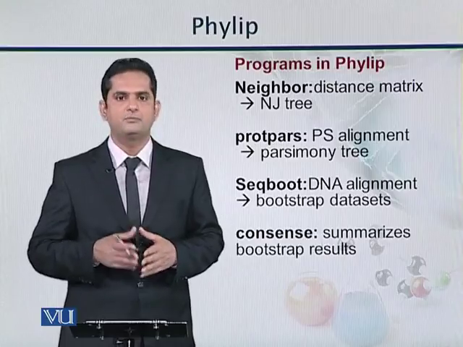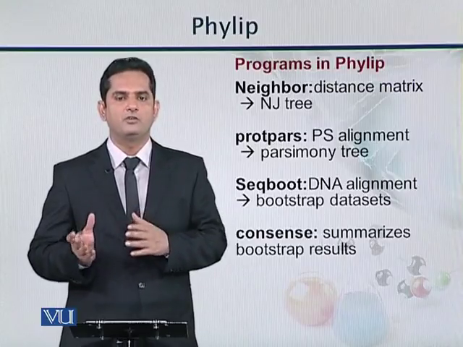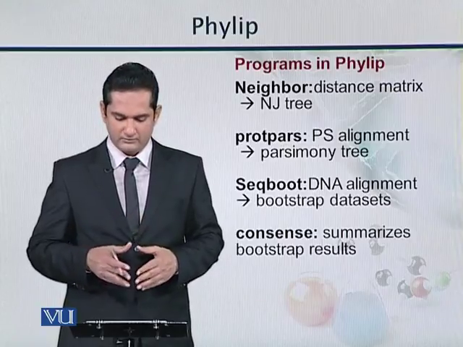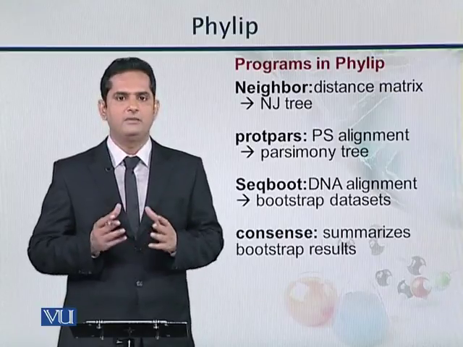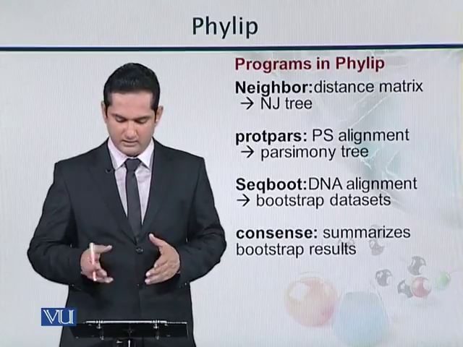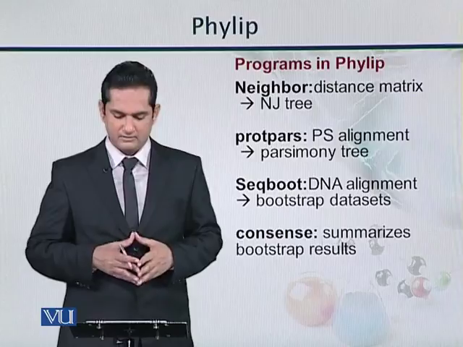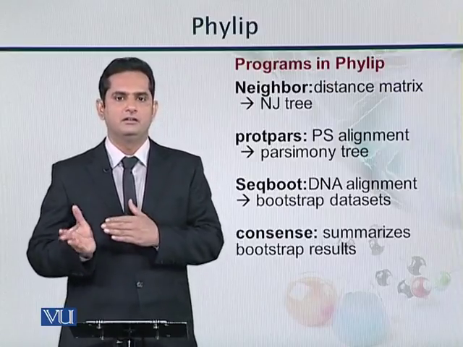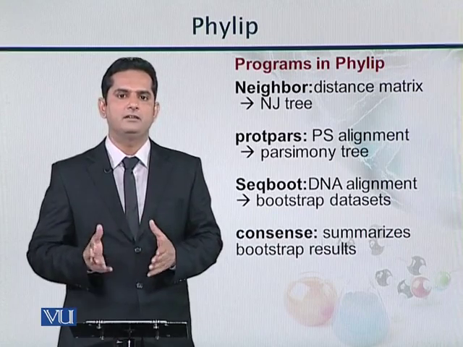We have PROTPARS. PROTPARS is basically for protein sequences, and again it uses parsimony trees. Then we have SEQBOOT. SEQBOOT basically uses bootstrap datasets for DNA alignment. And then we have CONSENSE, consensus trees. Consensus trees are used for summarizing the results of different phylogenetic analysis outputs.